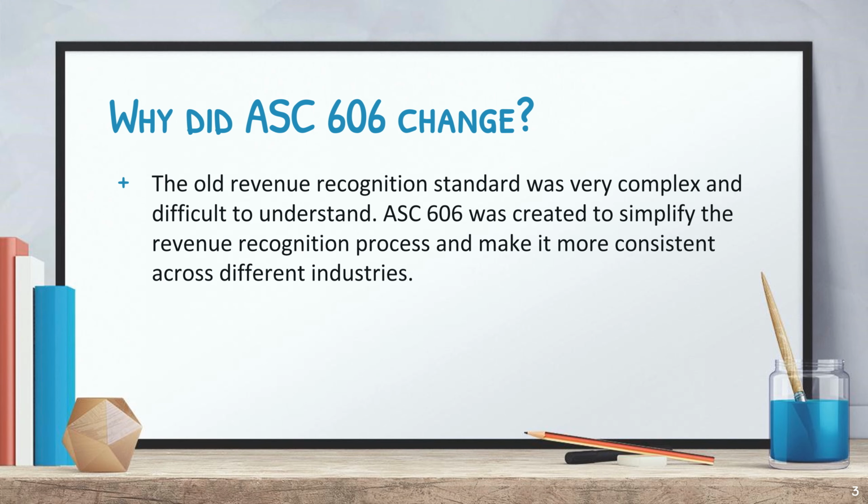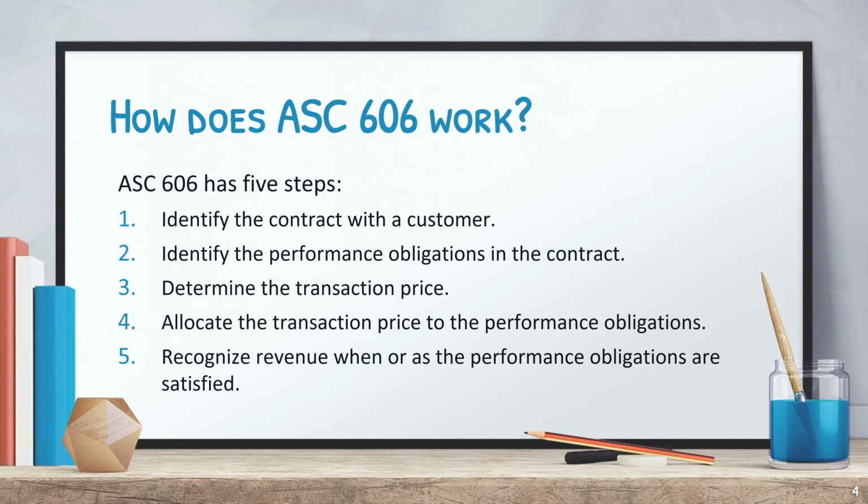The old revenue recognition standard was very complex and difficult to understand. ASC 606 was created to simplify the revenue recognition process and make it more consistent across different industries. ASC 606 has 5 steps.